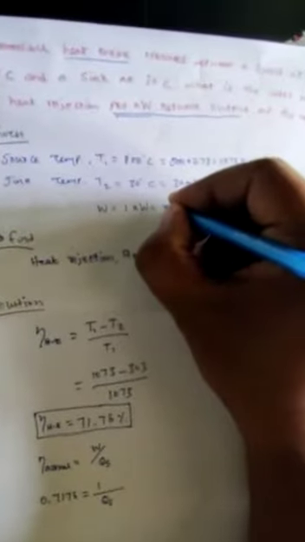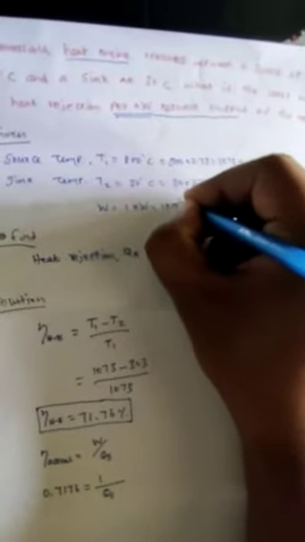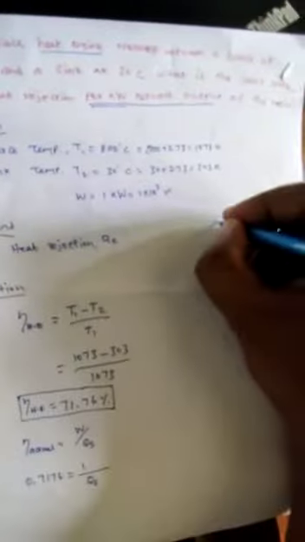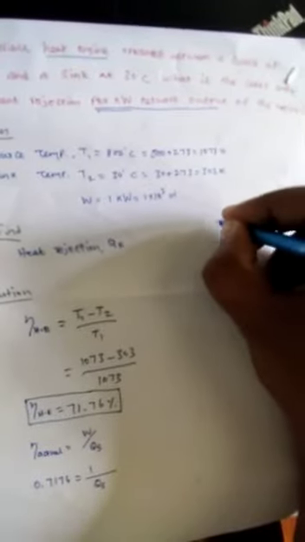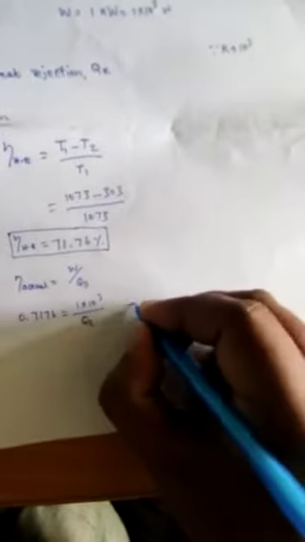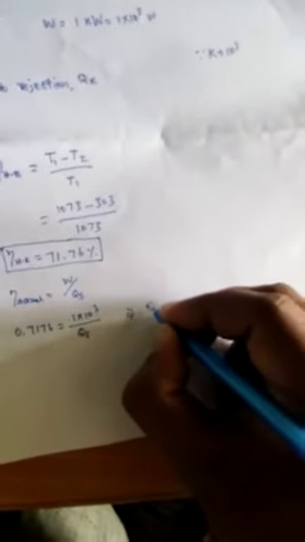equal to the W value given as 1 kilowatt divided by heat supply. Here also the kilo we need to convert into the basic unit, so 1 into 10 power 3 watt, that means 1 kilo means 10 power 3. So from that we can get the amount of heat supplied to the engine.